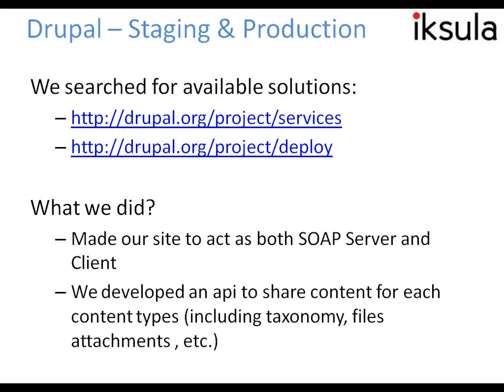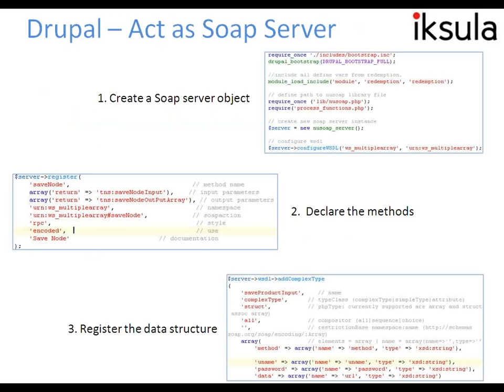Now, going to the next slide. It's a basic example of implementing a SOAP server in your Drupal website. You will find many resources on how to generate a SOAP client, but what I have highlighted is the generation of a SOAP server. It's pretty simple, three steps. First, you create a SOAP server object as shown in the code snippet. The second is that you declare the method; in our case, I call it a save node method. The third is registering the data structure, which is actually the namespace that you are going to accept.